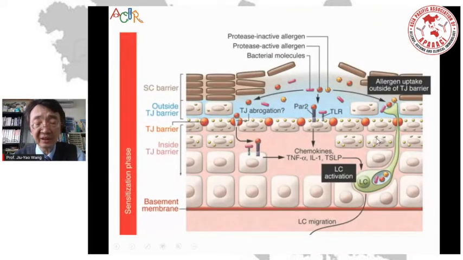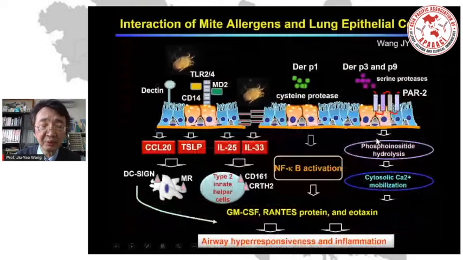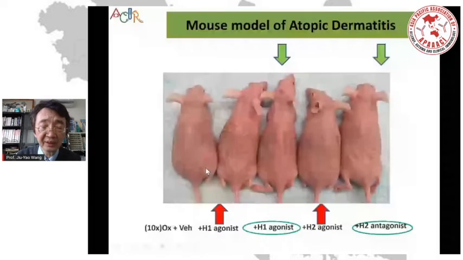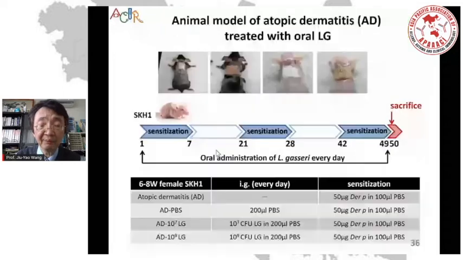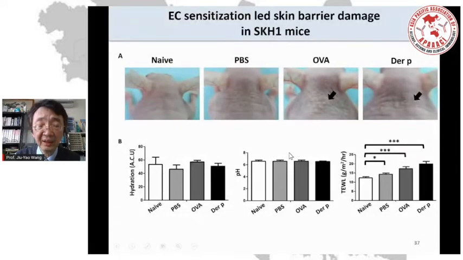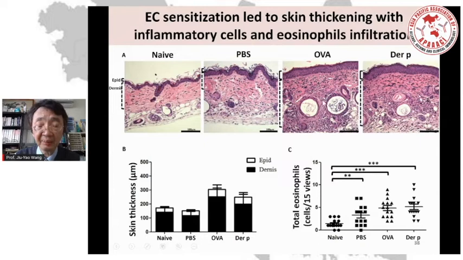And the other interesting point, as Professor Ken Wu just mentioned, is that we used a mouse model that was sensitized to induce atopic dermatitis, sensitized to the house dust mite. We used ovalbumin and house dust mite to create a mouse model for atopic dermatitis, sensitized to the OVA and the Derp1. You can see that the skin folding is increasing, scaling is also increased as compared to the PBS, and the transepidermal water loss is increasing, and the epidermal skin thickness was also increasing, and the eosinophil infiltration also was increased as compared to the control mice.